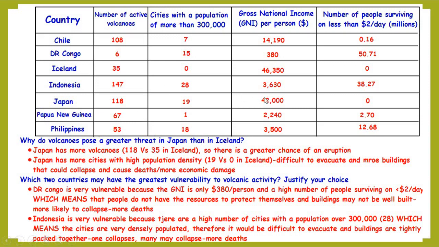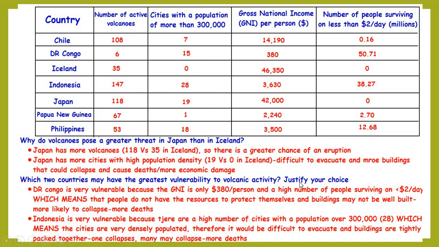Pose a greater threat in Japan than in Iceland. You may have said that Japan has a slightly lower GNI per person than Iceland, and this could mean that people are less able to recover from the disaster, but really it's talking about the threat. So I would have gone for number of volcanoes or the densely populated number of cities.